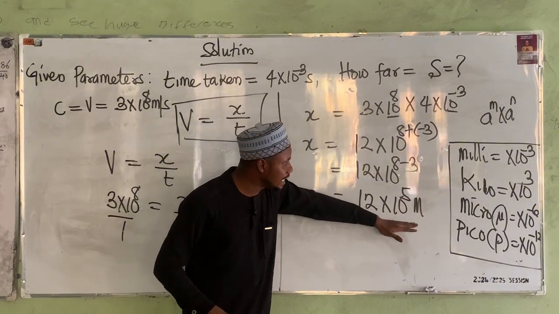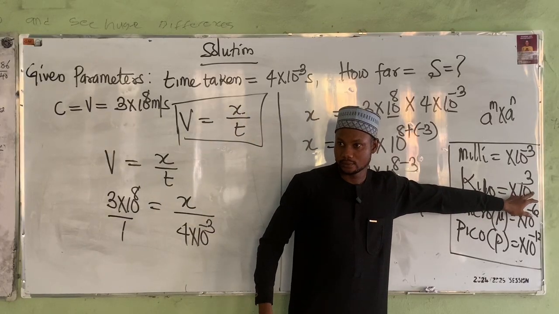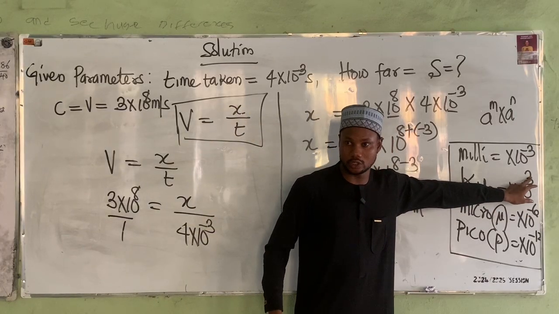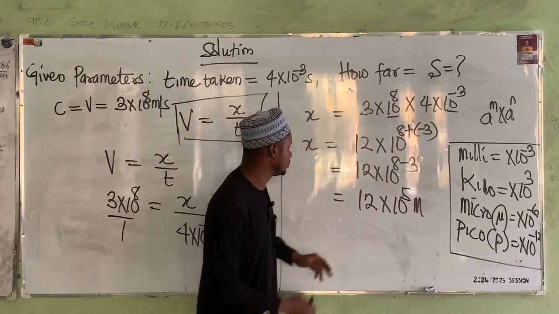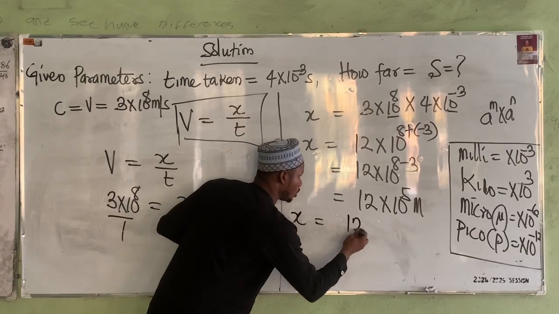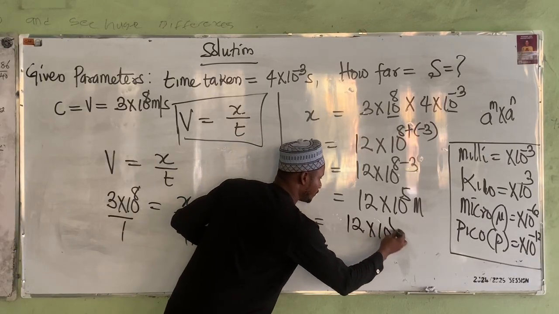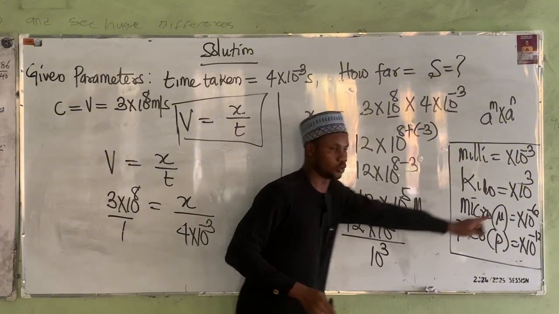I will divide here by 1000 because kilo is what, class? 1000. Do you get that? 10 to the power of 3 means 1000. Are you guys confused? Okay. Now divide here by 1000. I will have S is equal to 12 times 10 to the power of 5 divided by 10 to the power of 3, which is this kilo here.